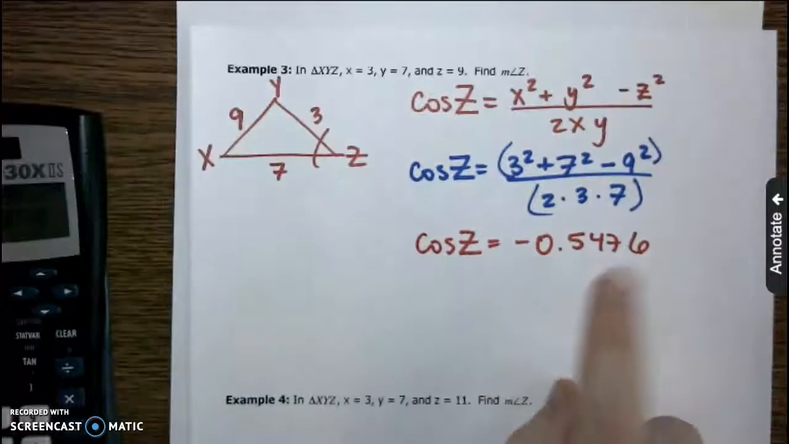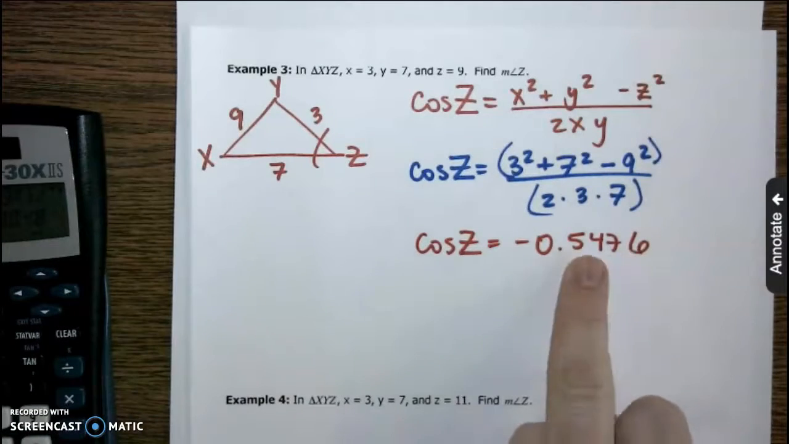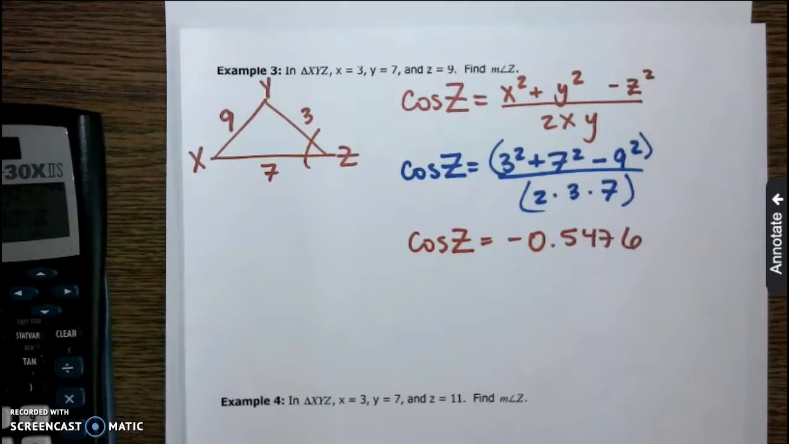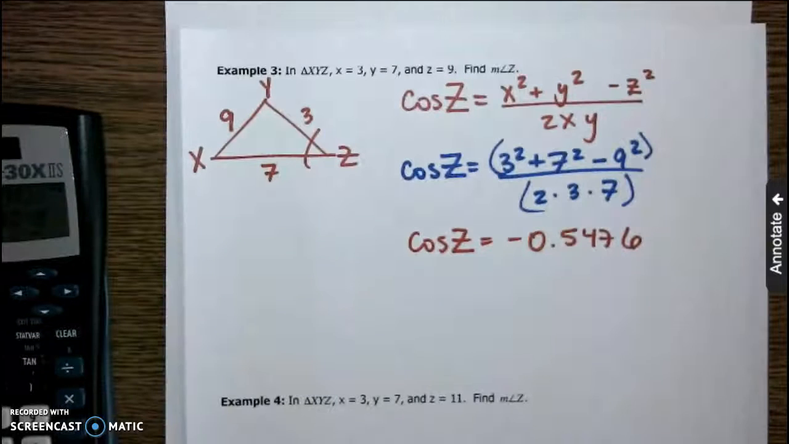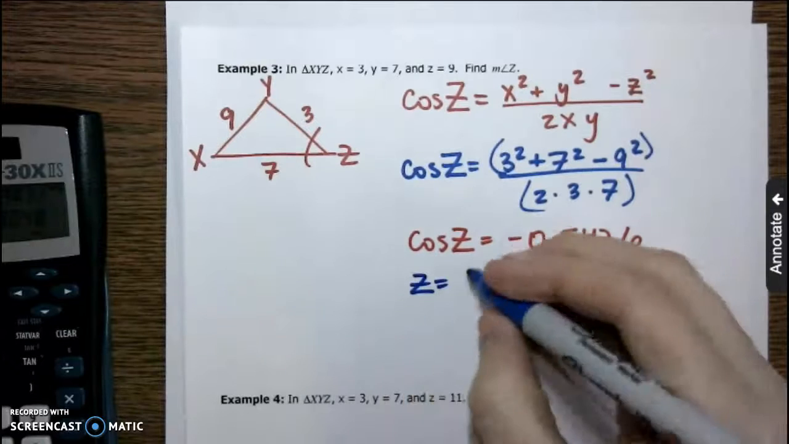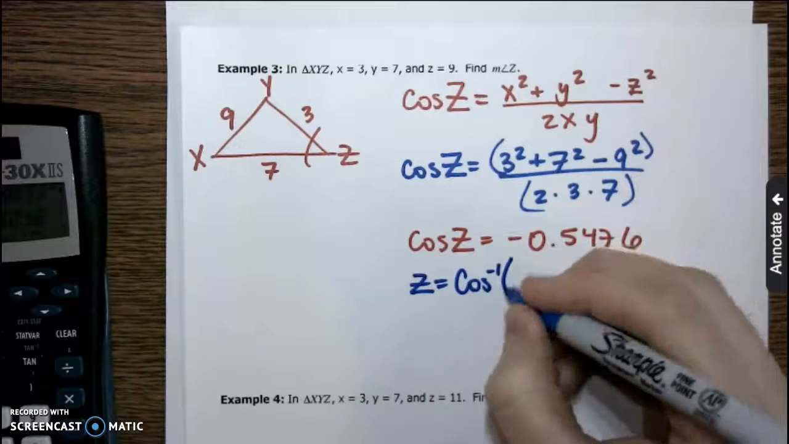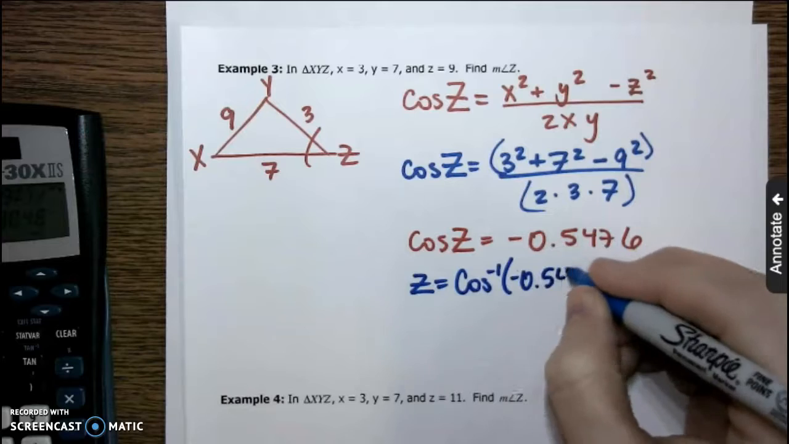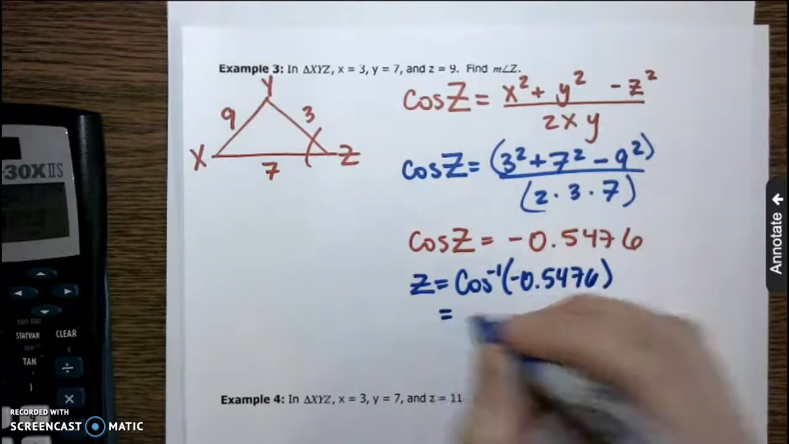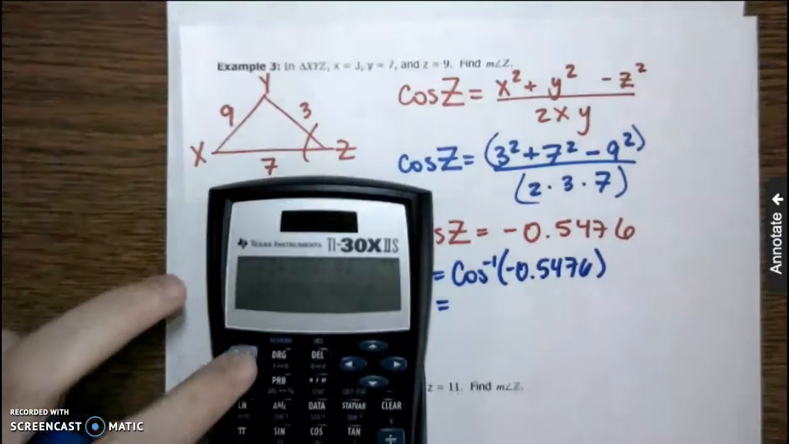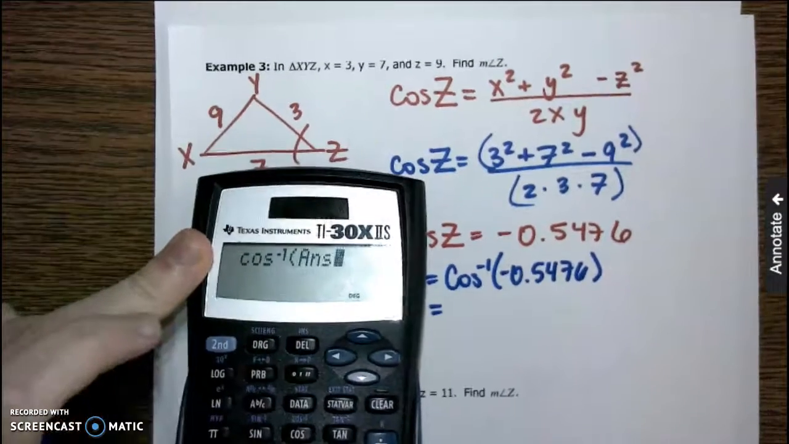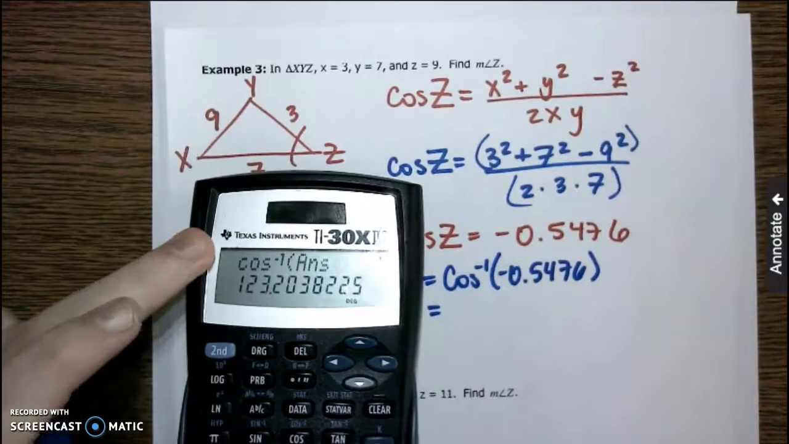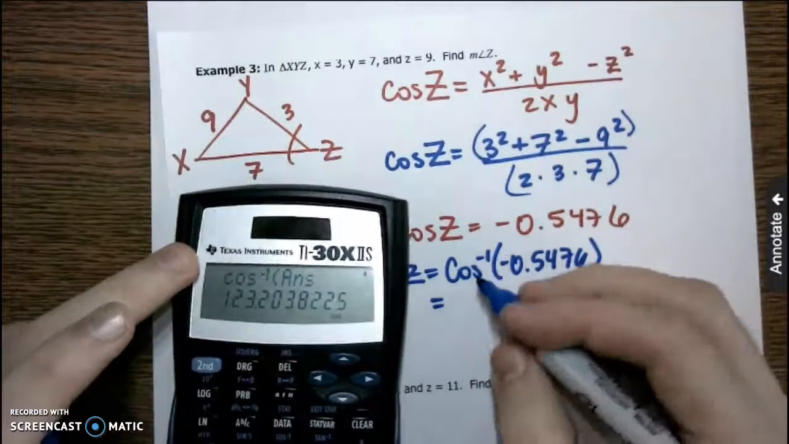Now, does that seem like a logical angle measurement? You should think to yourself, no, that's really too small. That's because we still have to do the inverse cosine to the other side in order to find z. And when you take the inverse cosine of the answer we got, it is 123.2. Now that seems like an angle measurement.